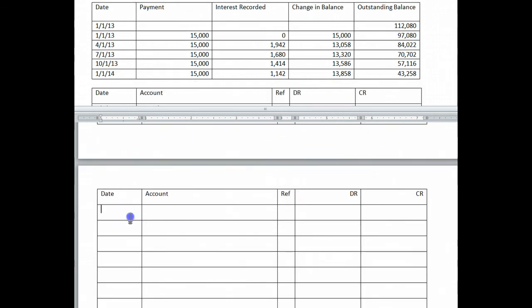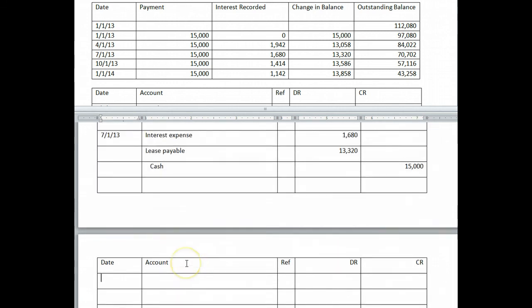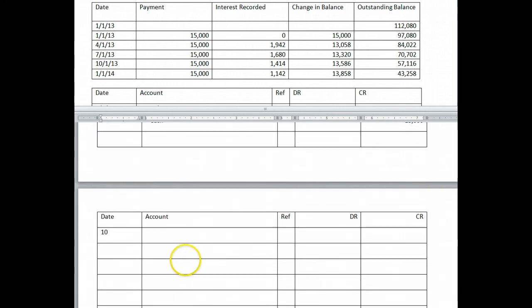Now continuing on, we would go in and do our next entry, which would be October 1st of 13. And again, it's the exact same entry. We're going to do the interest expense, and again we're going to pull the October numbers there, which is $1,414. We're going to do the lease payable. The lease payable is going in at $13,586, and that brings us to the cash payment of $15,000.